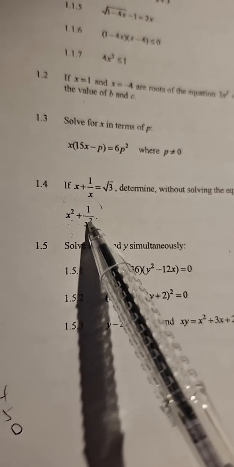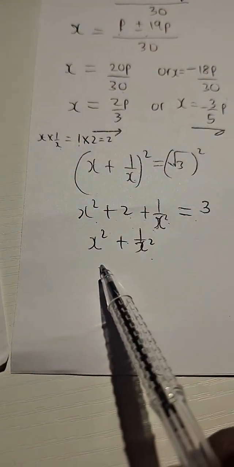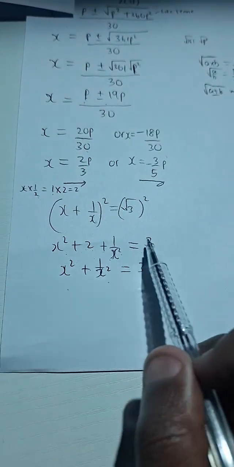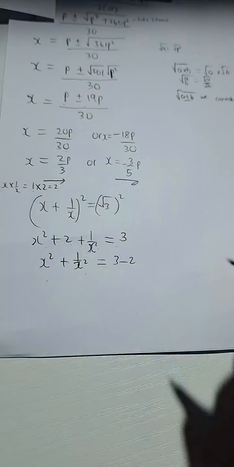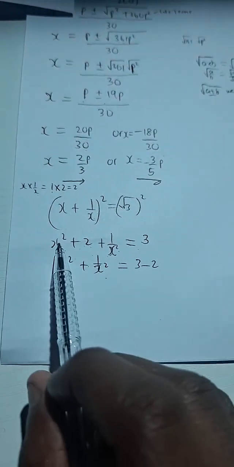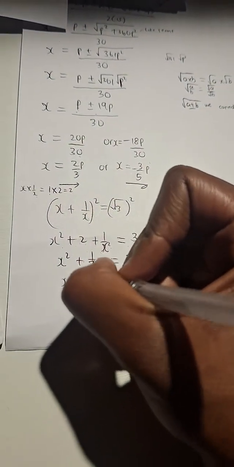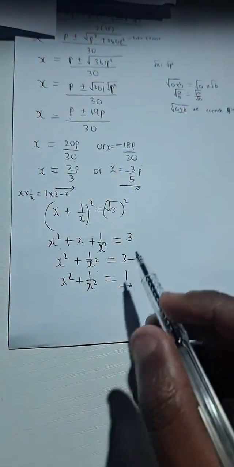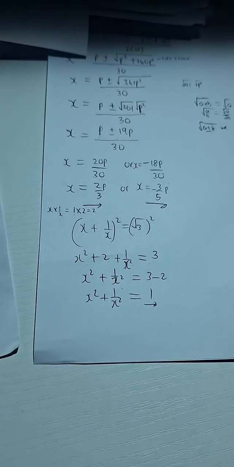So x squared plus 1 over x squared, okay, is equal to 3. Now you take this 2 over, minus 2. Are we together? You take this 2 over, then you are left with x squared plus 1 over x squared. So what is the value then of x squared plus 1 over x squared? There it is. It is actually equal to 1.